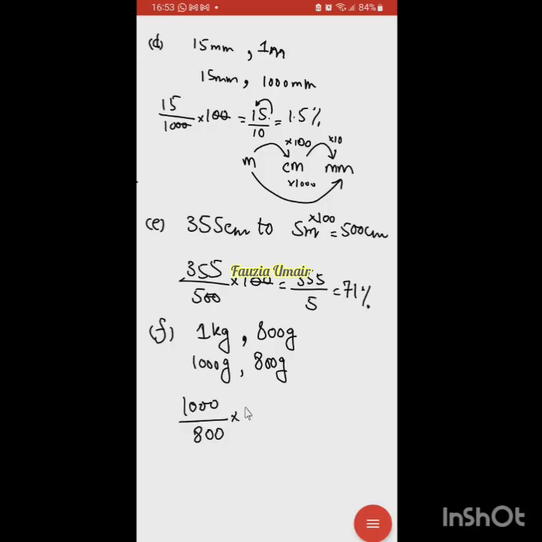And multiplied with 100. Now we can cut the two zeros with two zeros. It is 1000 by 8, and that is 125. Very good. So 125%. So this is how you need to solve it. Any question till this point?